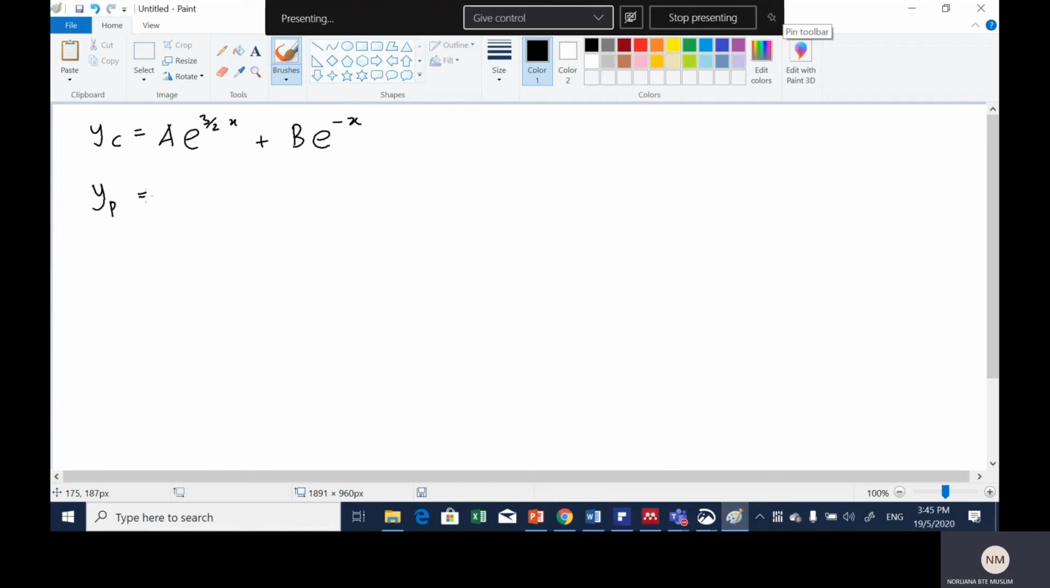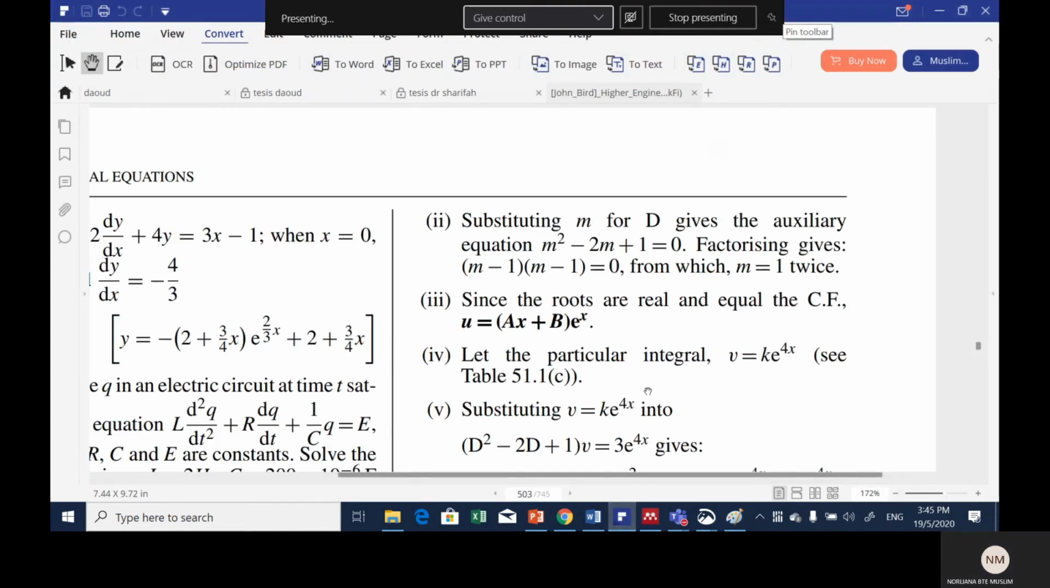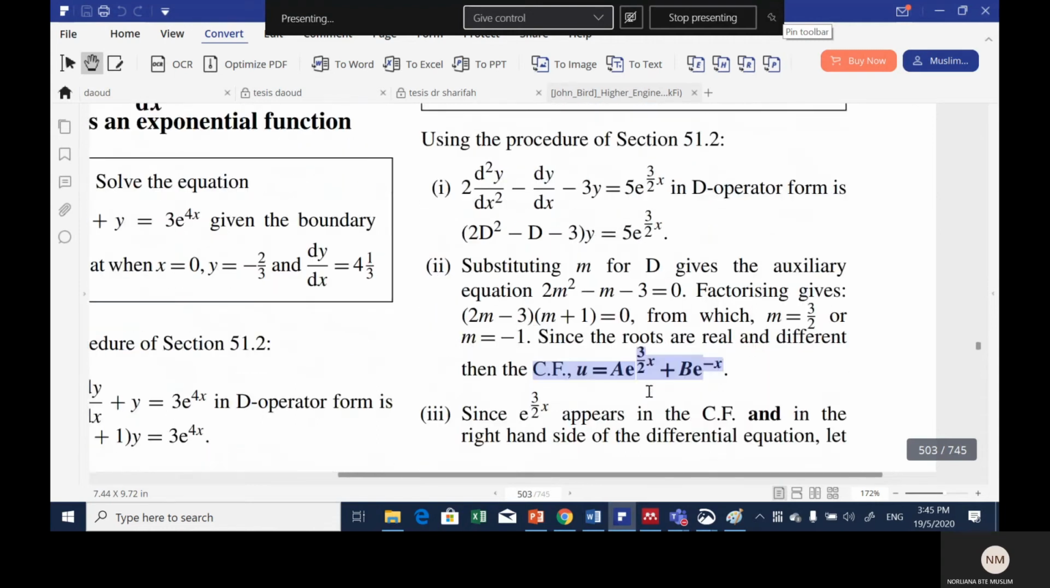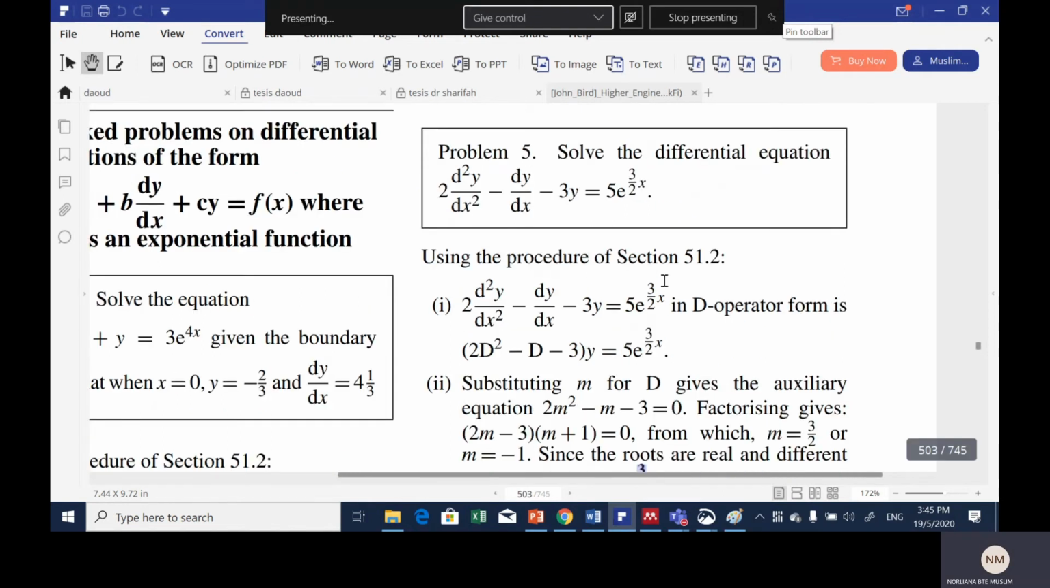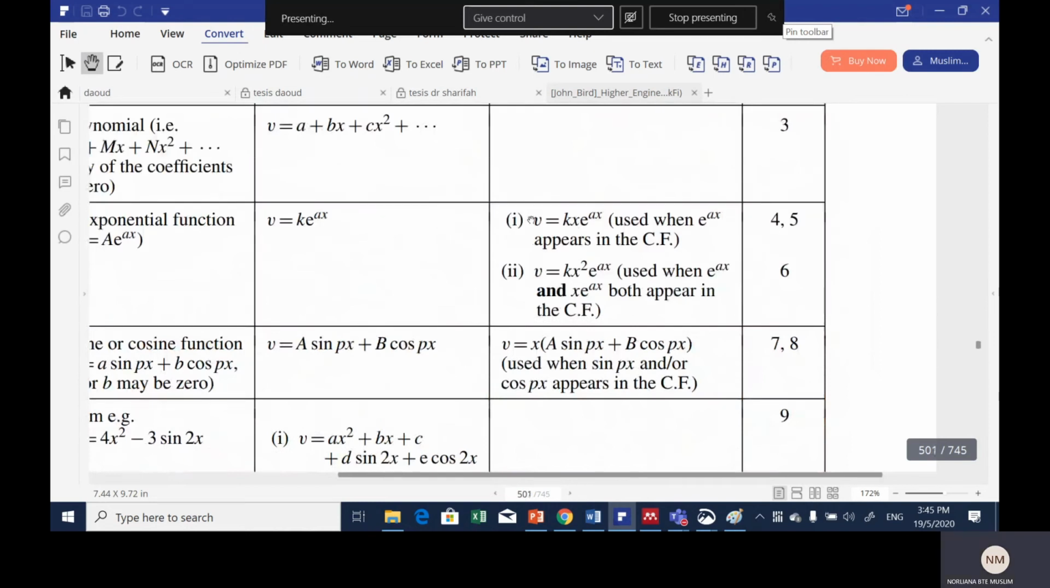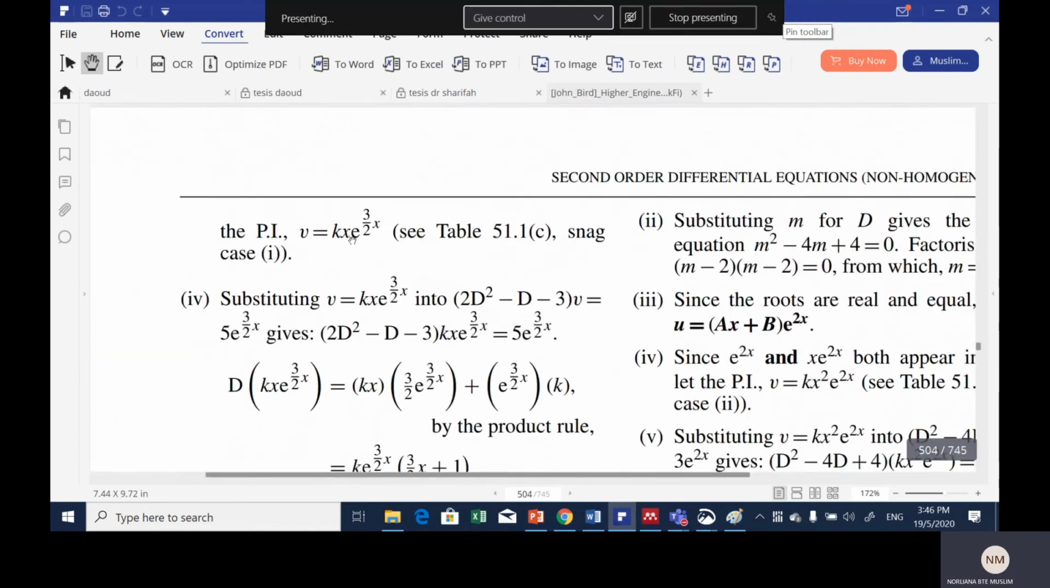Okay, so now we want to find YP. Look at the exponential factor on the right hand side, which is E^(3/2 x). The same factor appears in our complementary function. So in the table, we are going to use this kind of particular function. We just need to write down the value of A, which in this case is 3/2. That's why our particular solution will be Kx e to the power 3/2x.